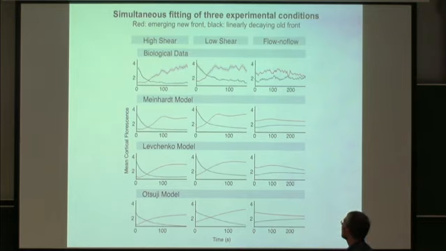So you see, this exponential decay is captured quite well by all of the models. And then there are quite subtle differences. For example, here in the low shear stress, you see that the new front almost immediately comes on, whereas there is quite a delay in the high shear stress. Okay, which is also captured by some of the models well. So we discarded the Otsuchi model at this stage.